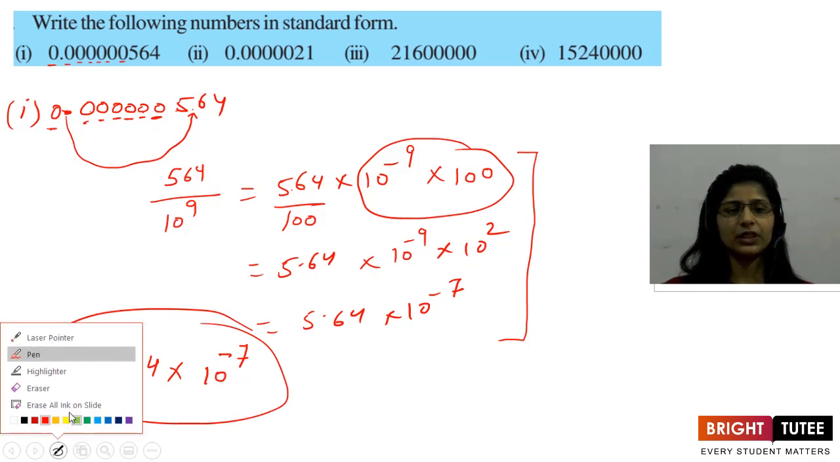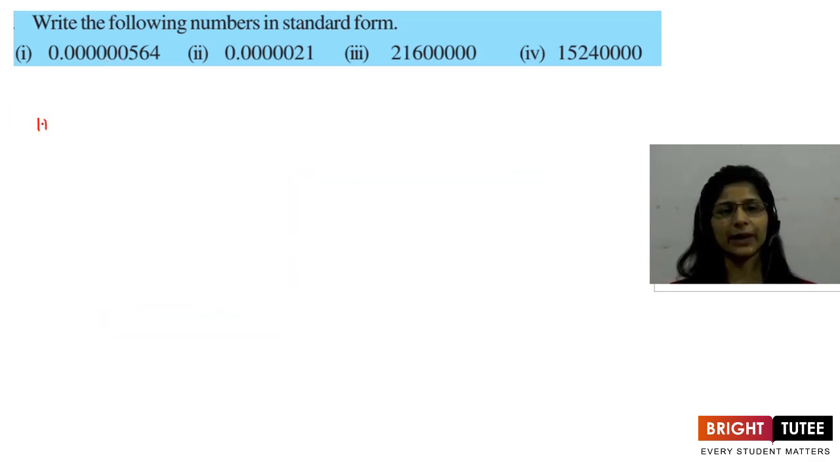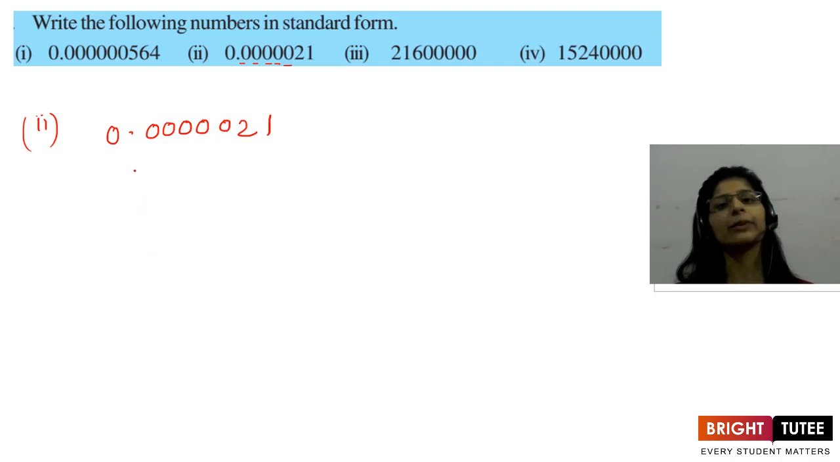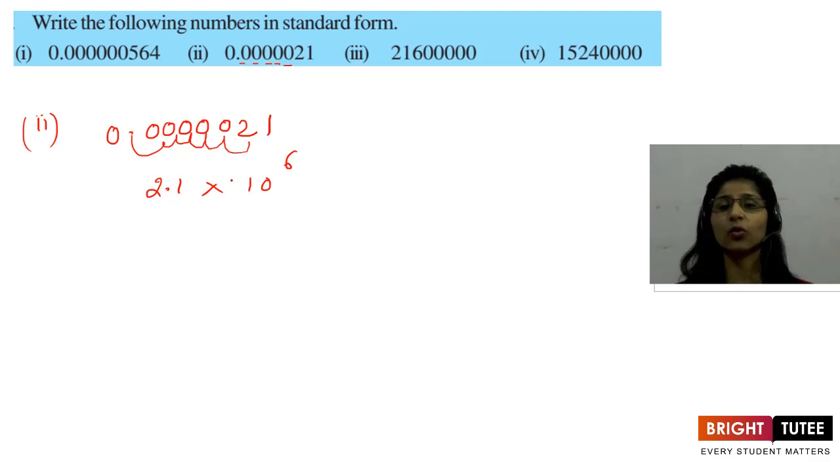Okay, next is second part. We have 0 point, how many zeros? Then we have 1 2 3 4 5, 1 2 3 4 5 2 1. This is what we have. So where the decimal will be in standard form? It will be after 2. So 1 place, 2 place, 3 place, 4 place, 5 place, 6 places. We will write 2.1 into 10 to the power 6. But what sign will be there? Negative. Which side are we moving? Right side.